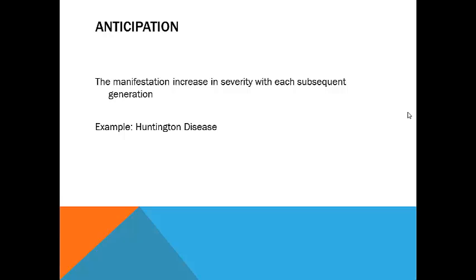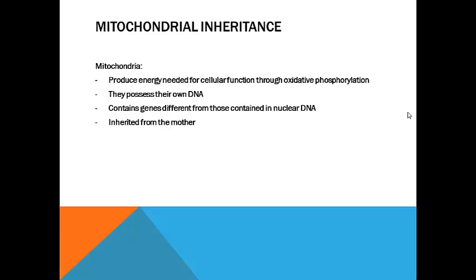Anticipation. This is the manifestation increase in severity with each subsequent generation. So the disease becomes worse with every person that contracts it. This is the case with Huntington's disease.